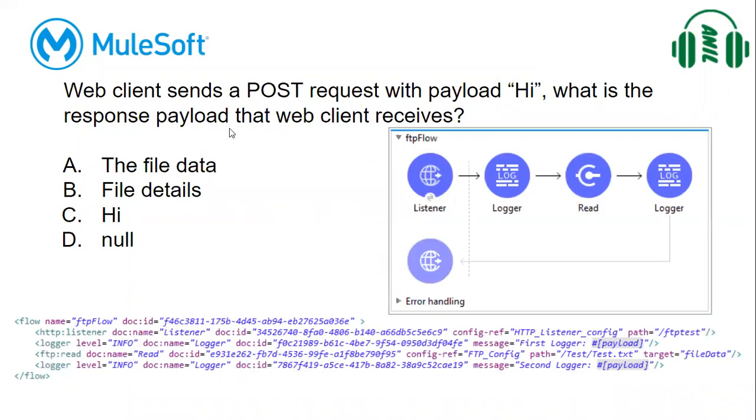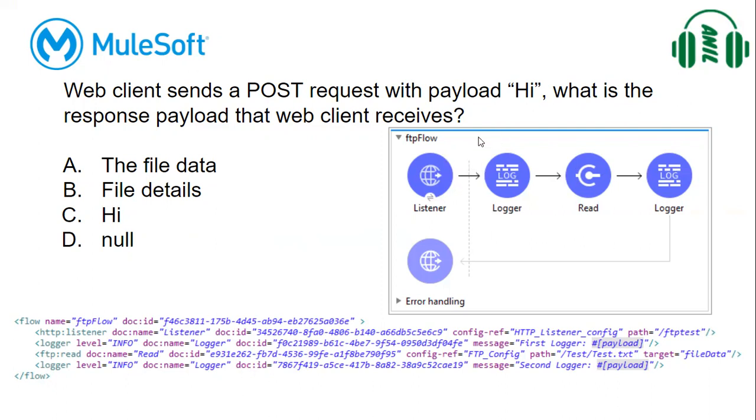Web client sends a post request with payload hi. What is the response payload that web client receives? So let's say we are sending a request payload as hi from Postman. So what it receives back? So if you look at the flow, we have a listener, logger, and it is reading data from file. And then we have another logger. Okay. So from file, this is very simple from the flow.